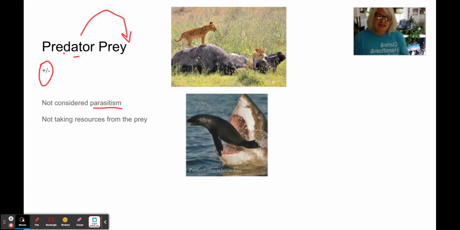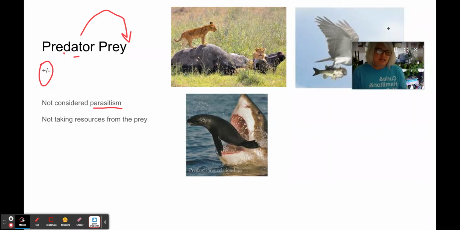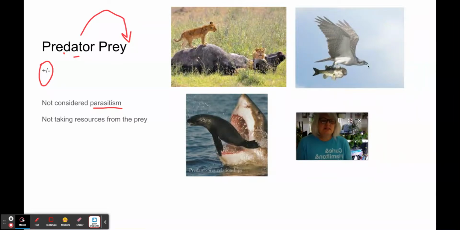Here you can see positive for the shark. I would say negative for this seal. And then we have one here. You can see this beautiful bird caught this fish. So predator-prey relationships can happen on land, sea, and air, all over the place.